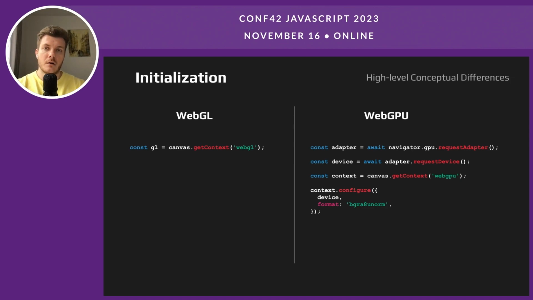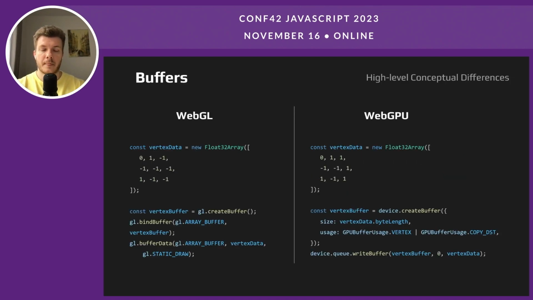WebGPU introduces a new concept called device. The device represents a GPU abstraction that you will interact with. The initialization process is a bit more complex than in WebGL, but it provides more flexibility. One advantage of this model is that one device can render on multiple canvases or even none. This provides additional flexibility, allowing for one device to control rendering on multiple windows or contexts.